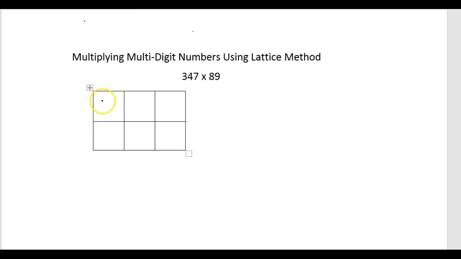And divide the box vertically into columns depending on how many digits are in your first factor. For example, I have here 347. 347 is a 3-digit number, so I divided my box into 3 columns. And my second number is 89, which is a 2-digit number, so I divided my box into 2 rows.